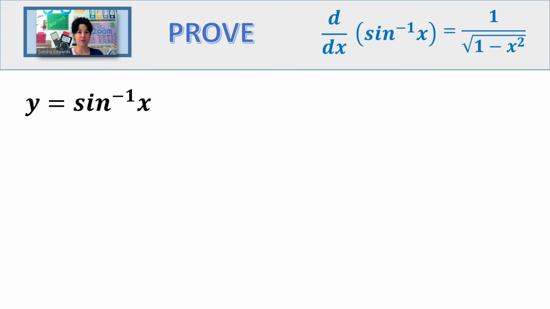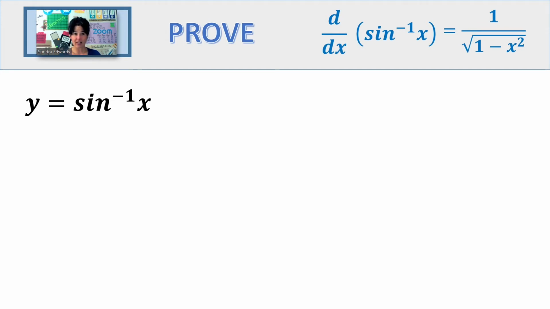Well, let's start off with the original equation being y equals sine inverse of x, and we would like to take the derivative. Since we're assuming that we do not know the answer to the derivative of sine inverse of x, we want to rewrite this equation so that everything in the equation we know how to take the derivative of. So I want to get rid of sine inverse. That's the main thing I don't know how to find the derivative.